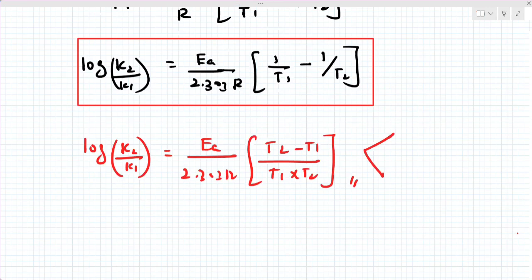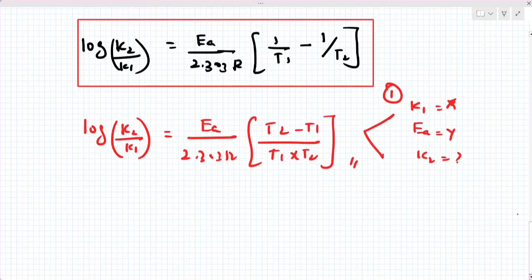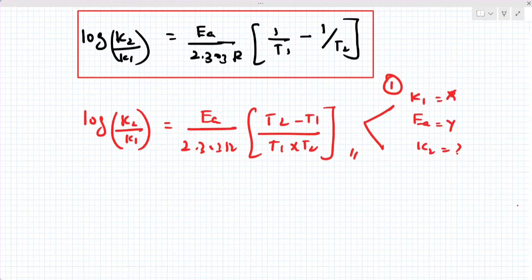Listen, either they will give you K1, for example K1 is X, and the activation energy is Y, and they ask K2. You got the point. It's a type 1 question. Listen, I'm going to explain what types of questions they ask. What is the type 1 question? They will give you the rate 1, for example.